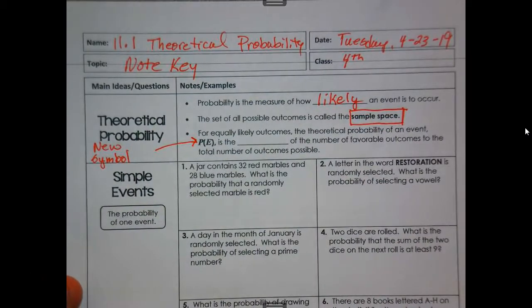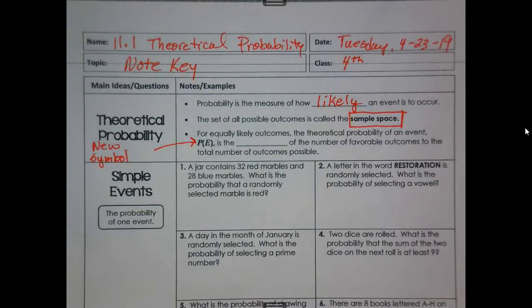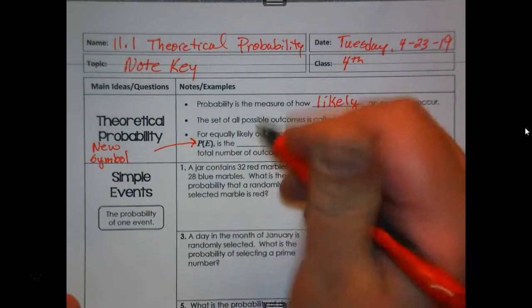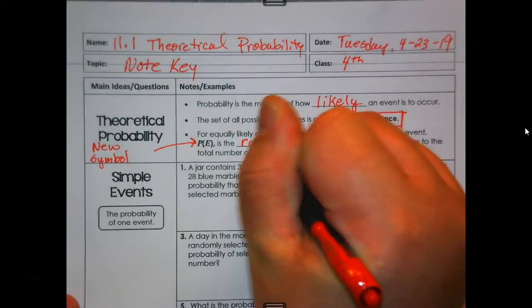Quiet down guys. How do we represent probability? That's right, it's a fraction or ratio.